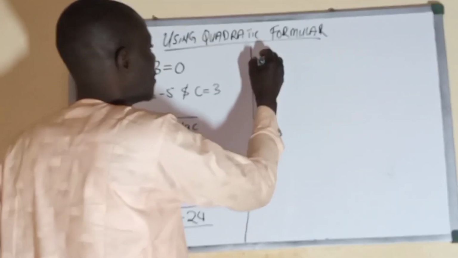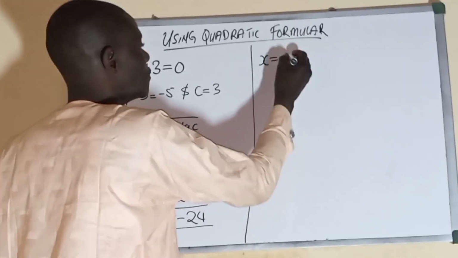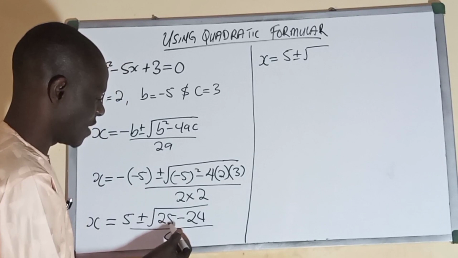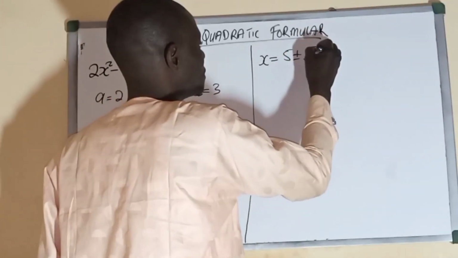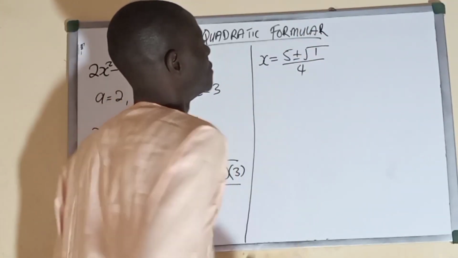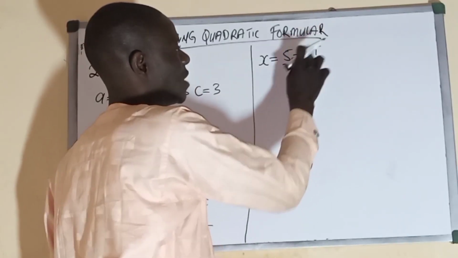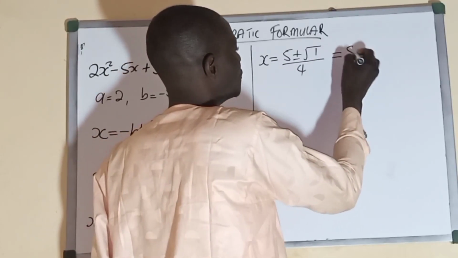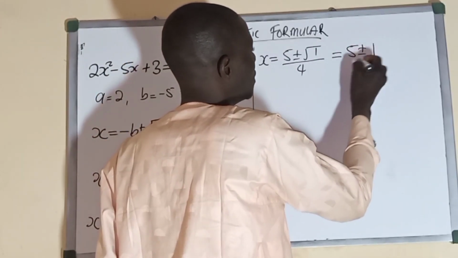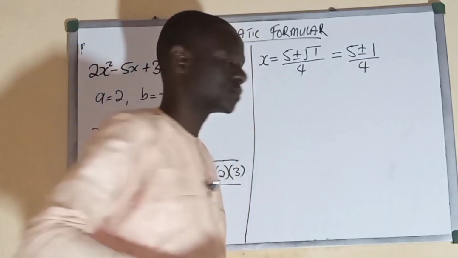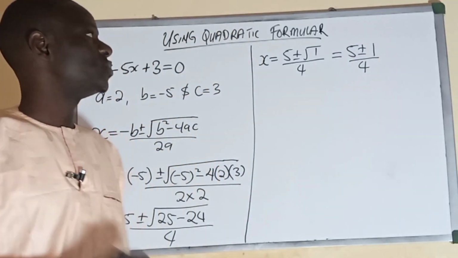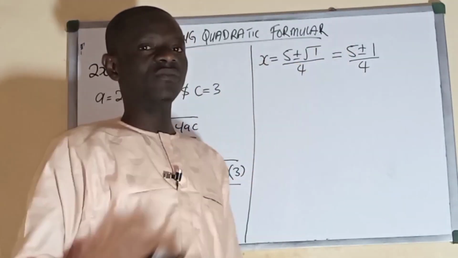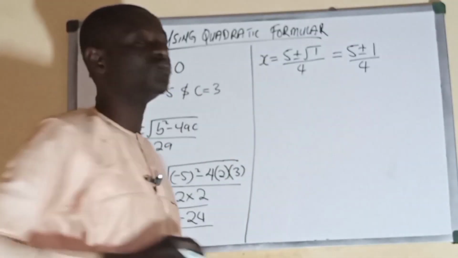So from here we have our x equals 5 plus or minus the root of, here we have 25 minus 24 will give us 1. Can we see it? All over 4. Because the square root of 1 is 1. Can we see? So here we have our x equals 5 plus or minus 1 all over 4. So now, since we have plus or minus, we have to find our values separately. You can see that x will assume 2 values.